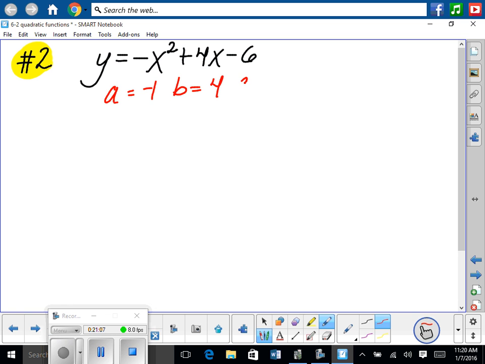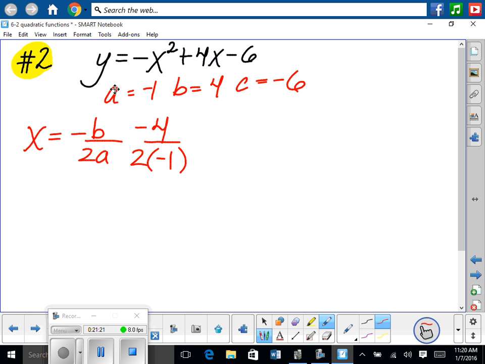And my c value? So to find the axis of symmetry, we use the formula x equals the opposite of b over 2 times a. Plug it in. The opposite of b will be the opposite of positive 4, which is negative 4, over 2 times a. a is negative 1. So we're going to have negative 4 divided by negative 2, which is 2. So our axis of symmetry is x is equal to 2.